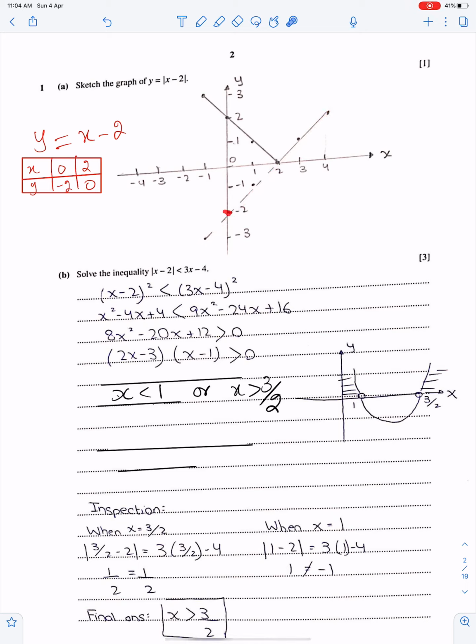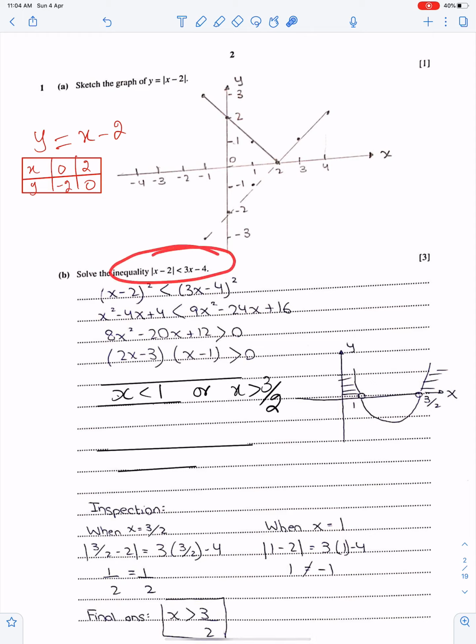Make sure you have both the intercepts whenever you sketch modulus functions, because you reflect the negative part about the x-axis. Since this is (0, -2), when you reflect this part about the x-axis, this will be (0, 2). And you just need to extend the straight line. So this is the turning point or vertex of the graph, (2, 0). You have to mention this. Make sure you mention the vertex, the turning point, and the y-intercept. Both are important. And label the axes as well.